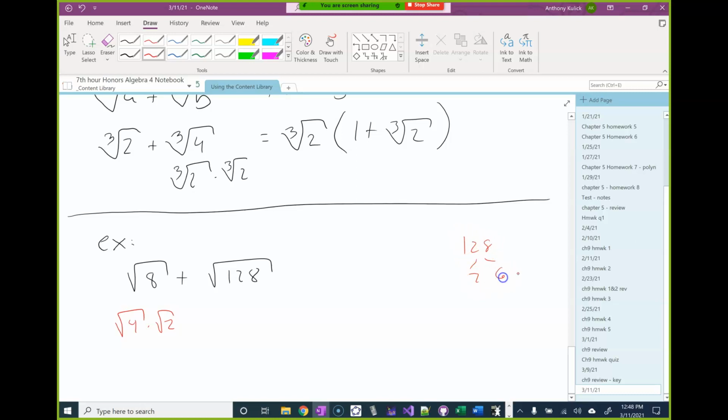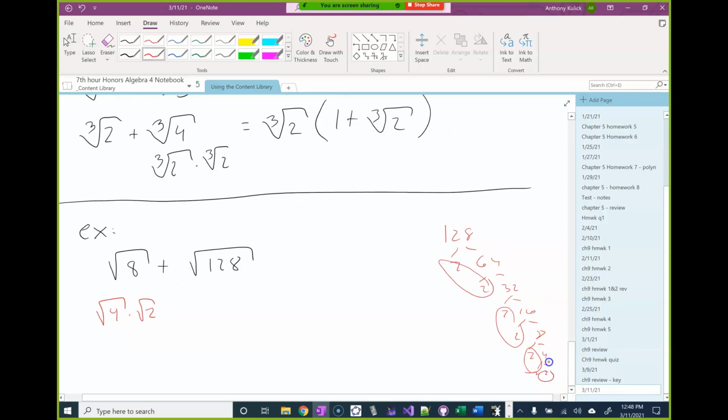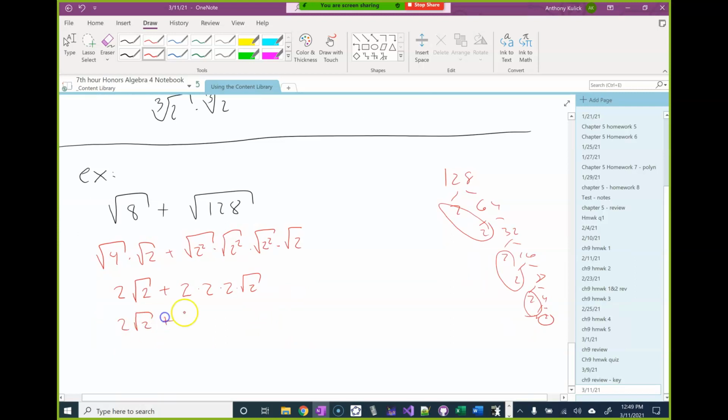128 is 2 and 64, which is 2 and 32, which is 2 and 16, which is 2 and 8, which is 2 and 4, which is 2 and 2. So I have 1, 2, 3 pairs of 2s, and then a square root 2 left over. So square root 4 is 2, and then I have 2 times square root 2. So there's that.